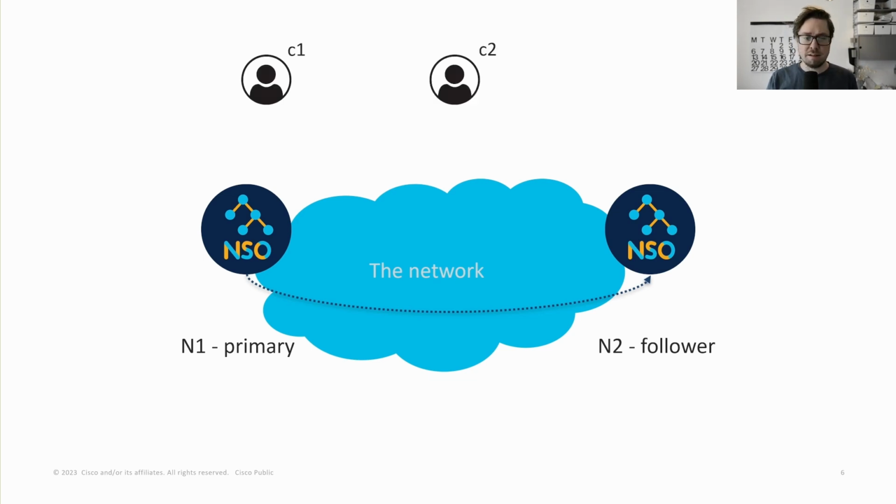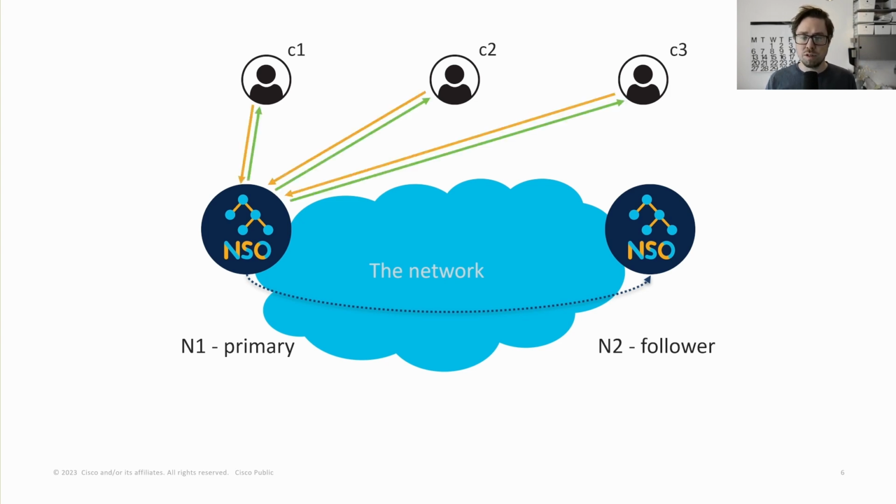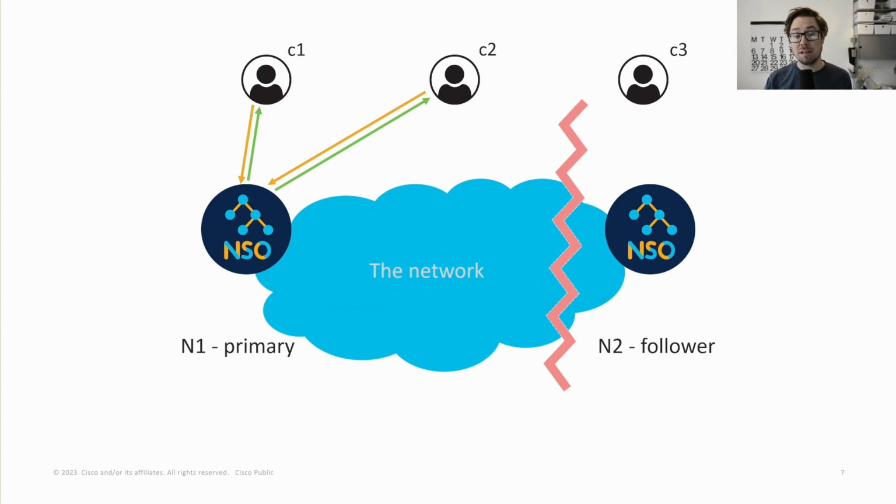And then we also have 3 clients, C1 through C3, and they perform queries, which are all handled by the primary N1. Now, imagine something bad happens to the network and we end up with a partition along this squiggly red line. So the left side of the network cannot talk to the right side anymore. And thus, the NSO follower N2 cannot talk to the primary N1.